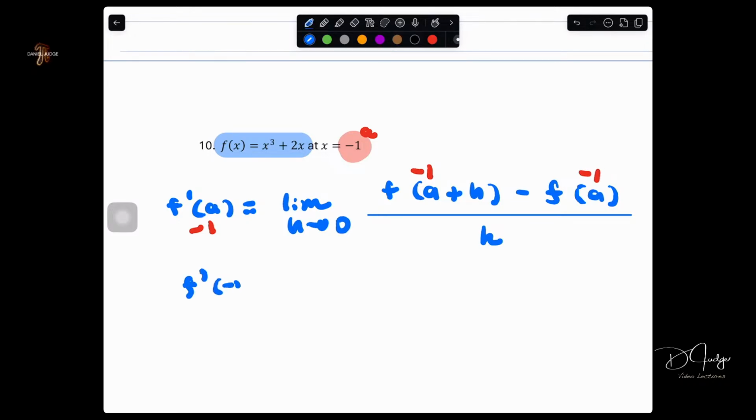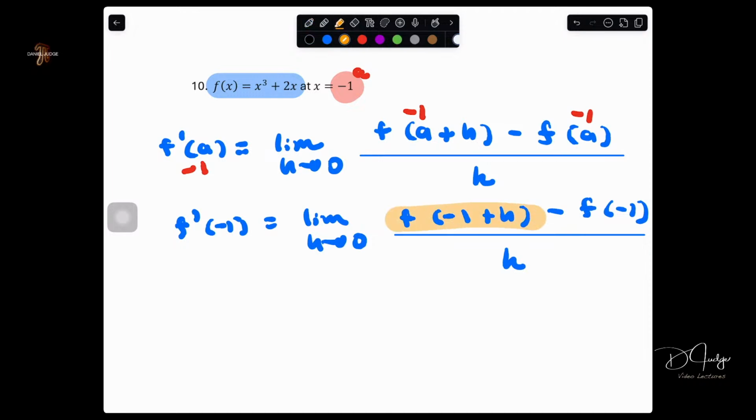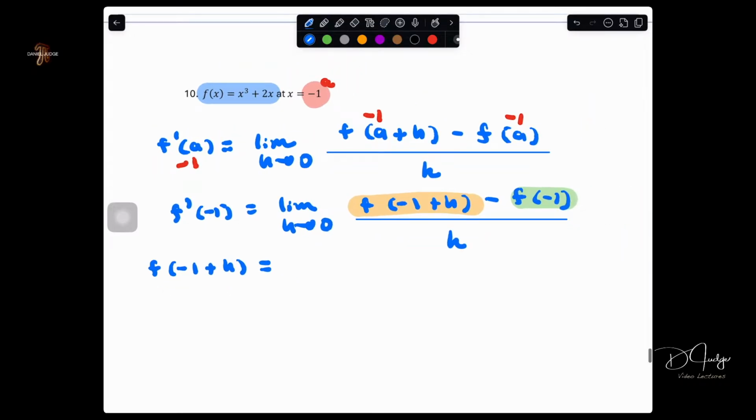So you're really looking at f prime of -1 becomes the limit as h goes to 0 of f of -1 plus h minus f of -1, over h. We need this orange portion. We need this green portion. So for f of -1 plus h, we're going to have to use this information here, x cubed plus 2x. So that's going to be -1 plus h cubed plus 2 times -1 plus h.